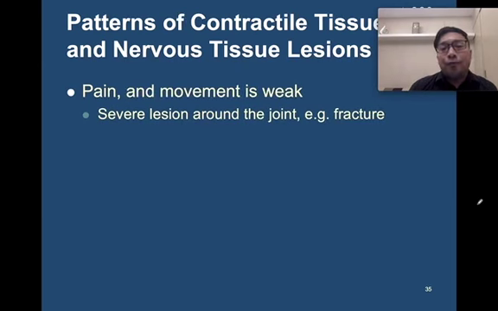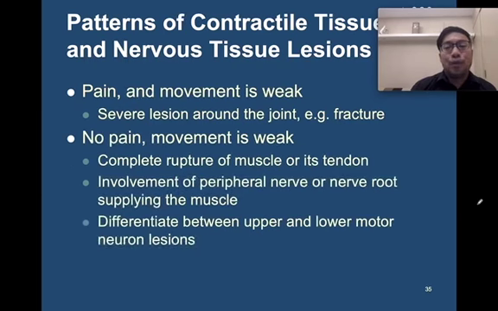Pain and movement is weak. So this might be a severe lesion around the joint, like for example, fracture. No pain, movement is weak. It can be complete rupture of the muscle or the tendon, involvement of the peripheral nerve, and you can differentiate, as what I mentioned to you, an upper motor from a lower motor neuron lesion.